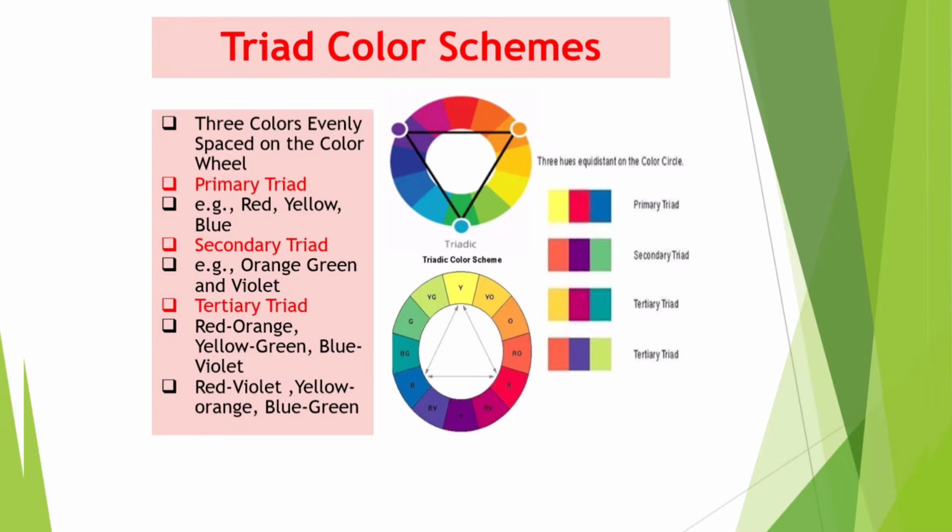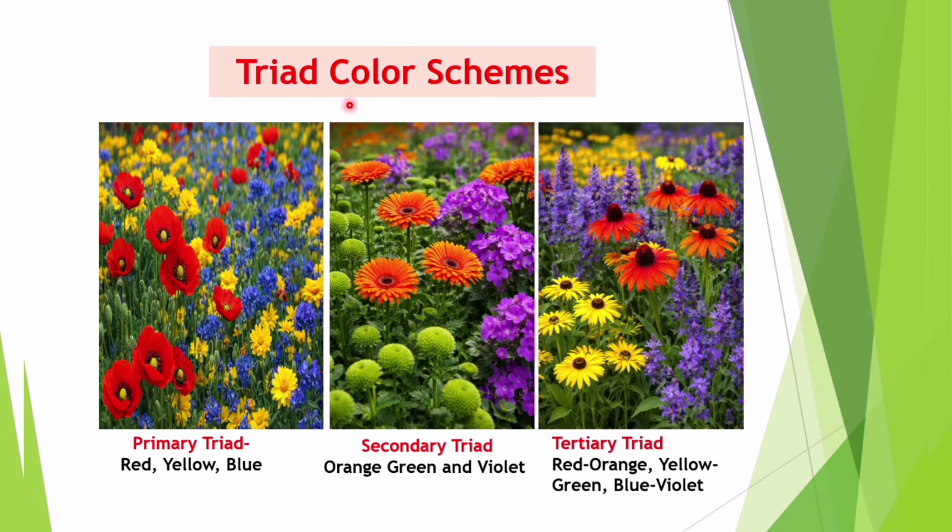So the triad color scheme is also used in garden designing. As a primary triad, it can be red, yellow and blue, the combination of all three colors. Or you can have a secondary triad, that will be orange, green and violet. These will be the secondary color combinations together. Or you have a tertiary triad, that will be red-orange, yellow-green and blue-violet together. So these triad color schemes are being used in design.